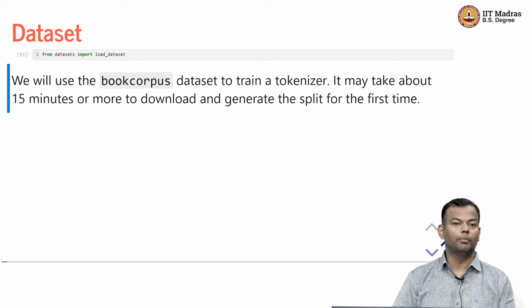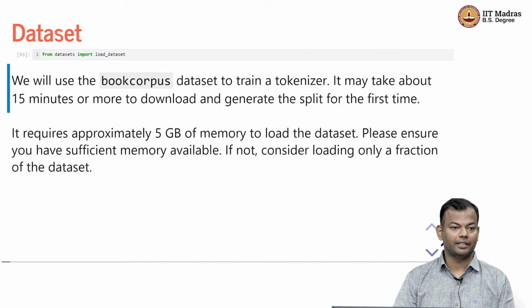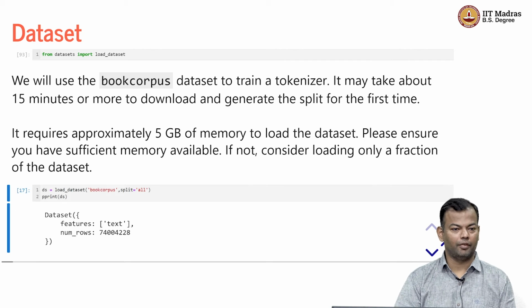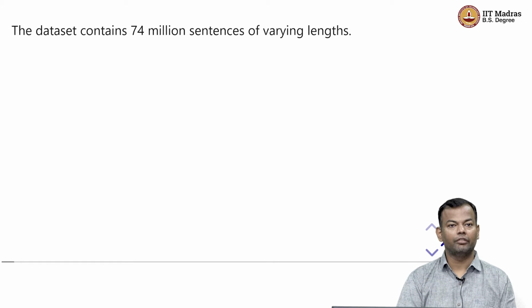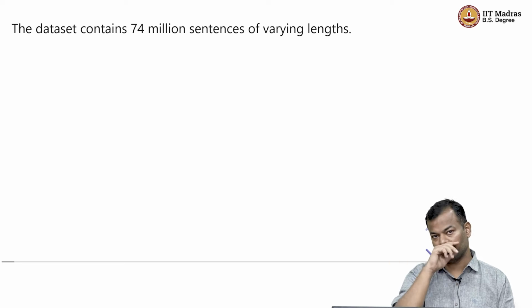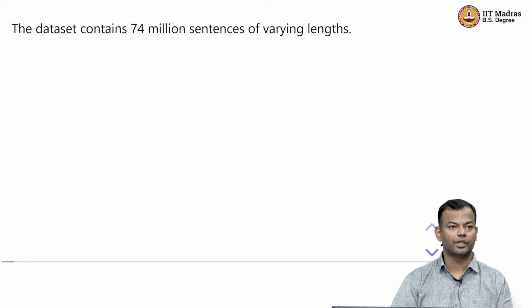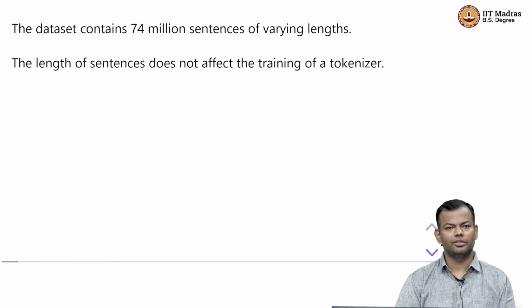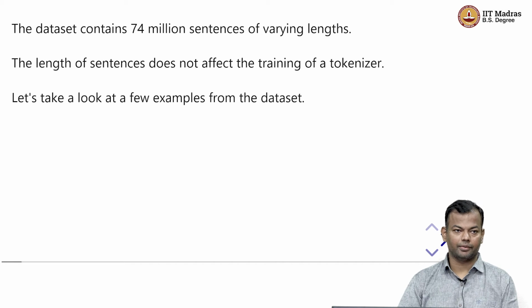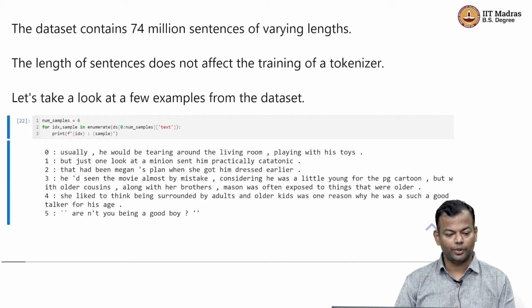So we'll take the book corpus and we want to train a tokenizer. It may take some while to download, right? And it also requires some memory, so be careful that you have sufficient memory available. I've of course downloaded it beforehand and it contains a total of 74 million sentences of varying lengths, right? All sentences of course are not the same length, but this does not affect the training of a tokenizer, right? Now we'll just start by looking at a few samples.